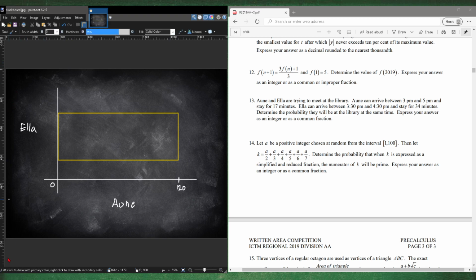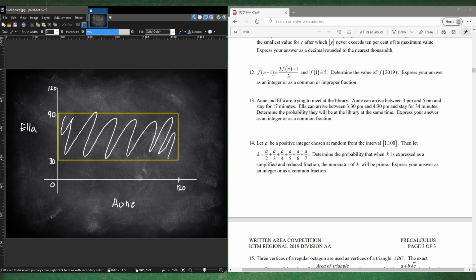Since 0 minutes is at 3 p.m., 3:30 p.m. is at 30 minutes. So 4:30, which is 1 hour later, is at 90 minutes. And then the other end, 5 p.m., is 120. It's a 120 by 120 square, but they arrived at different times. So this is our bounded region, this is our total area. Now we just need to find the area in which they can meet.